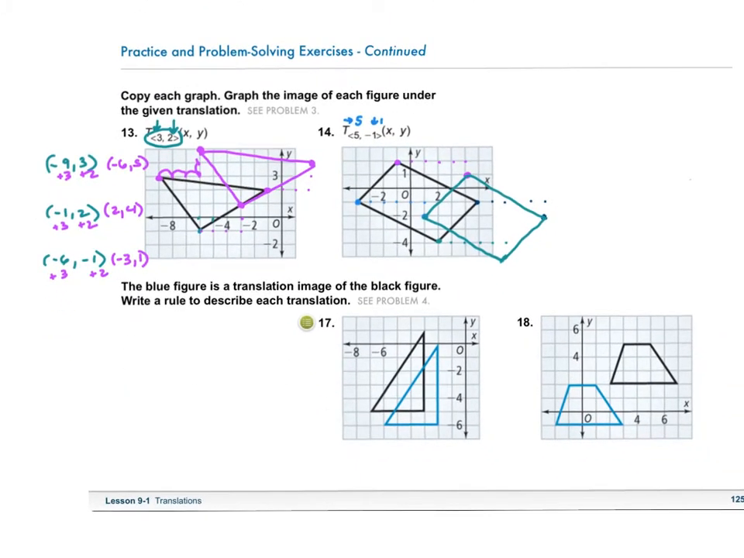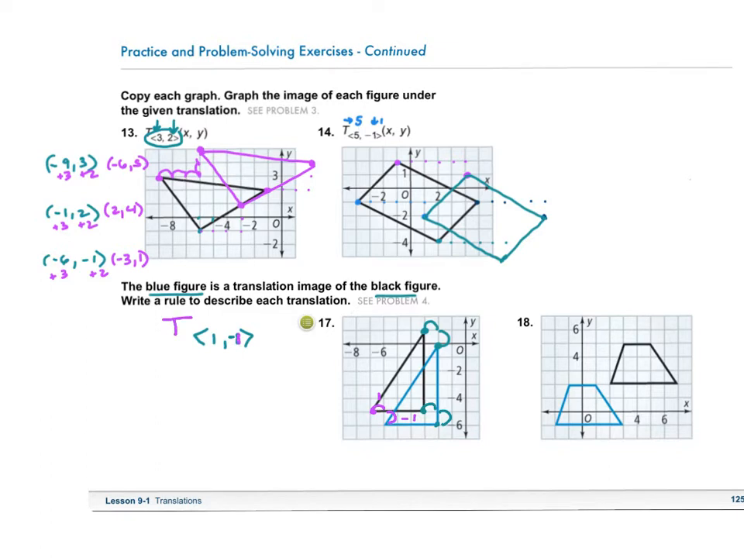All right, then 17 and 18 actually say to write the rule. It says the blue figure is the translation of the black. So the black is the pre-image and the blue is the image. So I would want to know how to get from this point to this point. I went right 1 and down 1. So, sorry, this should be negative 1. From this point to this point, right 1, negative 1. And this last one here, I went right 1 and down 1, so (1, -1). So this is my translation, (1, -1).